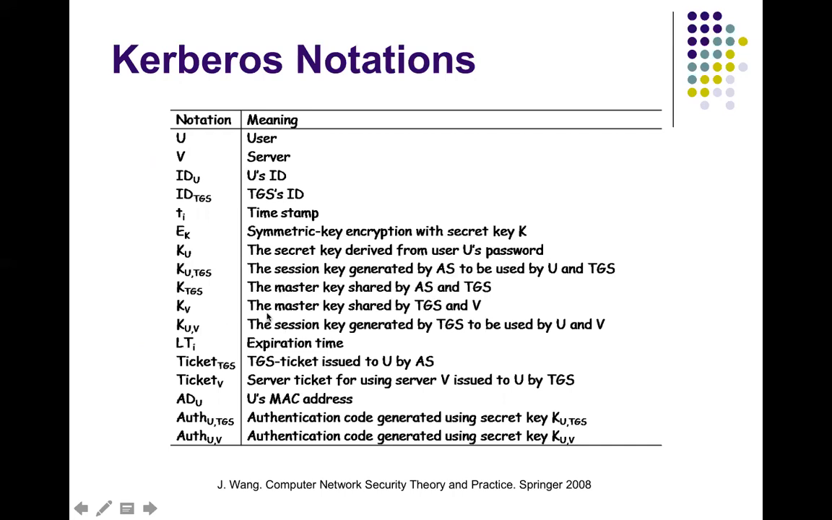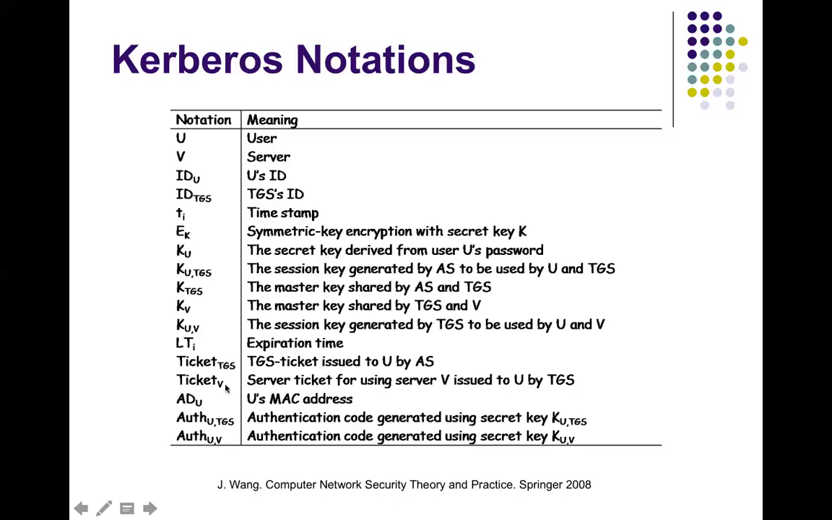K sub V is the master key shared by TGS and V. And then K sub U comma V is the session key generated by TGS to be used by user U and server V. Capital L sub I is the expiration time of a ticket, and ticket sub TGS is the TGS ticket itself issued to user U by the AS server, the authentication server.